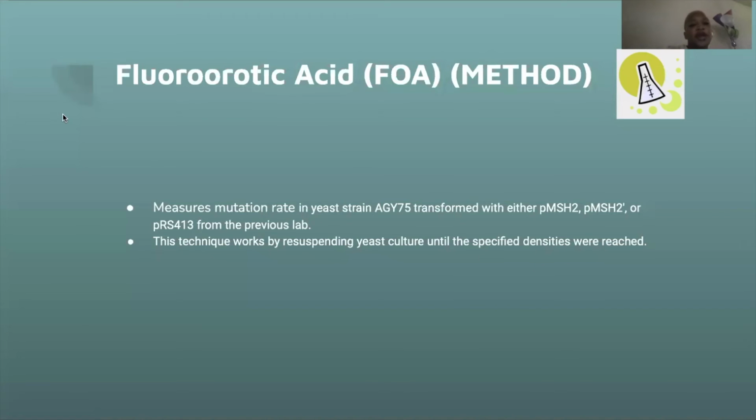The fluoroorotic acid, known as the FOA method. This method was basically used to measure the mutation rate in the yeast strains with either of the following genes from the previous lab. This technique works by resuspending the yeast culture until the specified densities were reached.